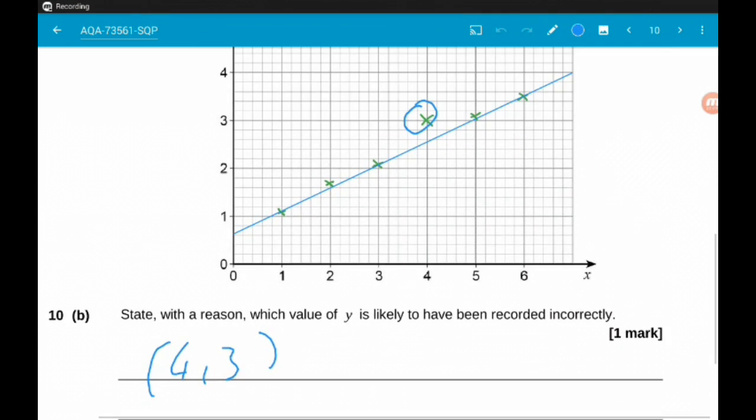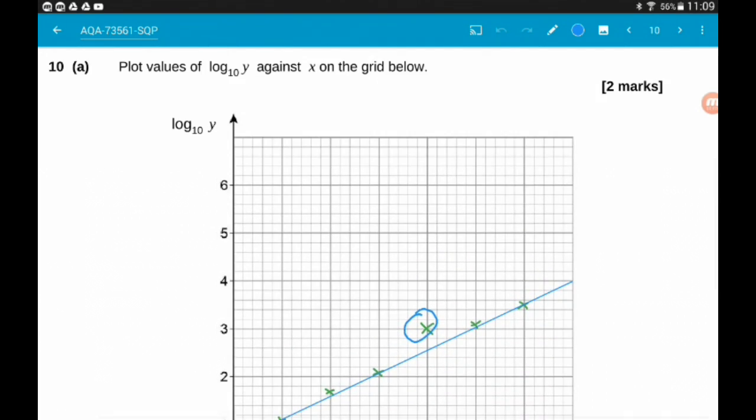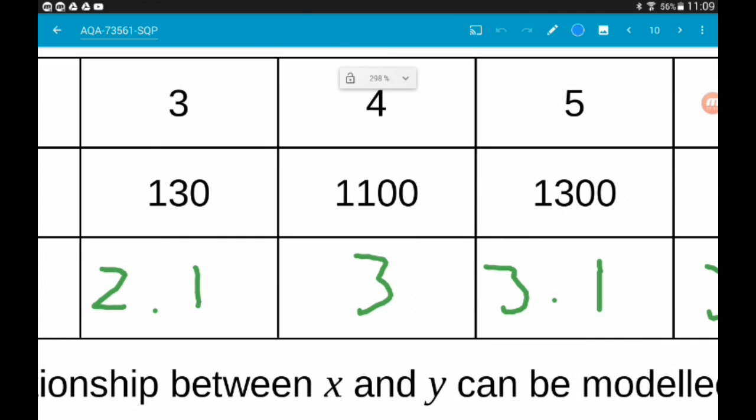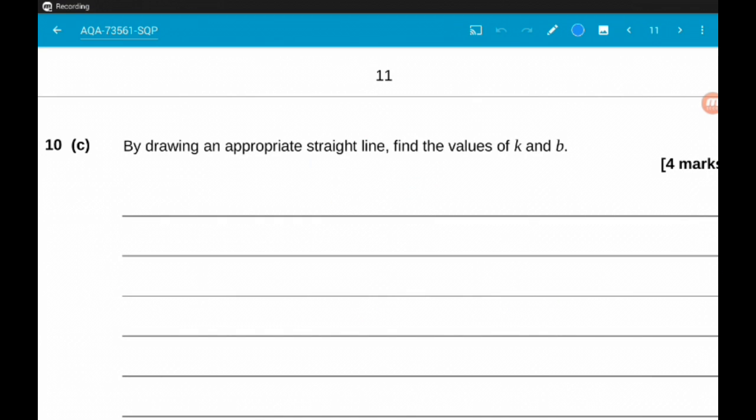But the question actually asks us for the value of y that is likely to have been recorded incorrectly. So that's going to be this chap here. So that would be our actual answer. Okay, now for the fun bit.